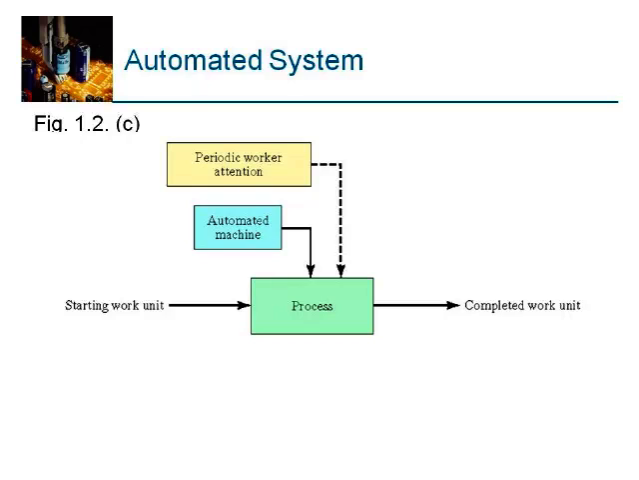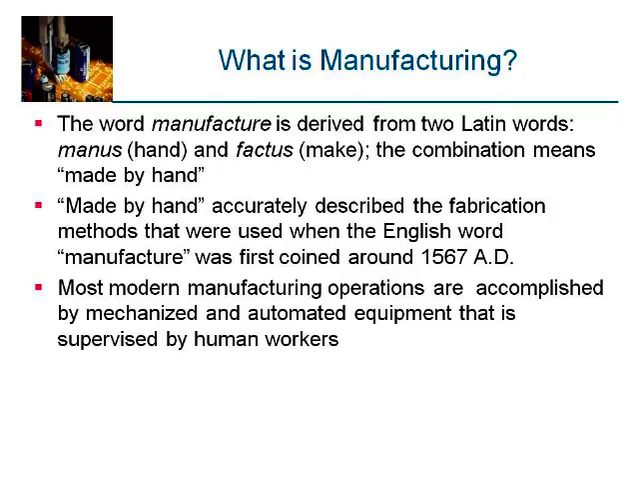Now let us discuss the word manufacturing and further on manufacturing. The word manufacturing is derived from two Latin words. Manus means hand, factus means make. The combination means made by hand, and anything made by hand is called manufacturing. Made by hand accurately describes the fabrication methods that were used. The English word manufacture was first coined in 1567 AD to replace fabrication or made by hand. That's how manufacture or manufacturing came into existence.